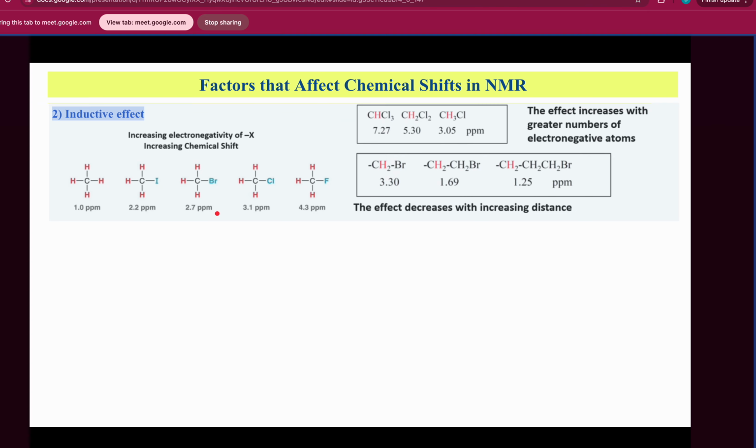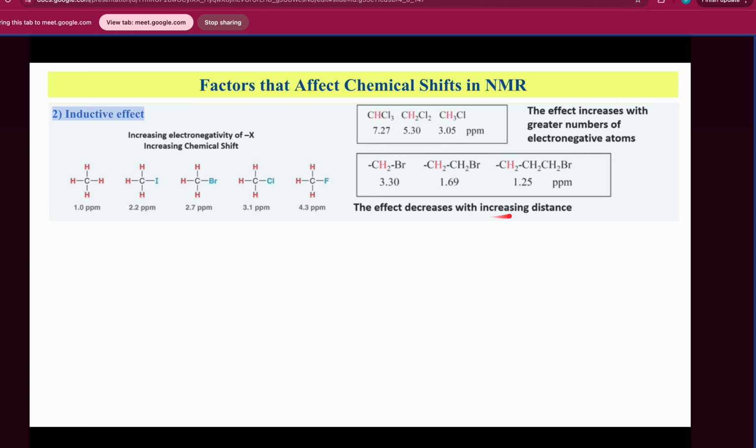If we have bromine, that is 2.7 ppm. If we have chlorine, then it is shifting to 3.1 ppm, and if we have fluorine, which is highly electronegative, it shifts to 4.3 ppm. This shows that when an electronegative group is present adjacent to the carbon which has the hydrogen, it leads to a de-shielding effect, which will increase the chemical shift value.